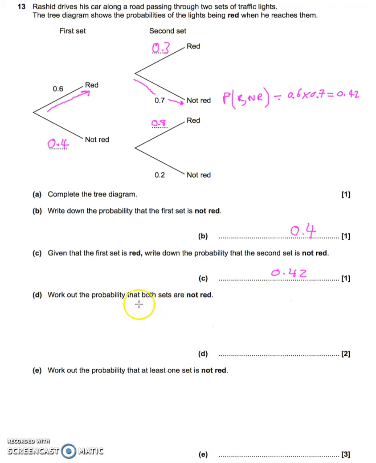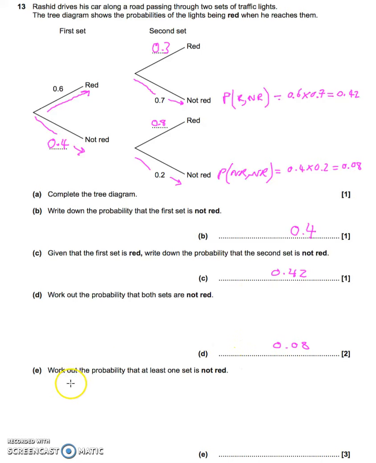Work out the probability that both sets are not red. So again, we're just following the not red strand, and not red again. Exactly the same bit of working out. Another mark. So not red and not red is equal to 0.4 times 0.2, which is, if you multiply both numbers by 10, you get 8, and then you divide by 100, so 0.08 is our answer for that question. 2 marks for that one. Not sure why.